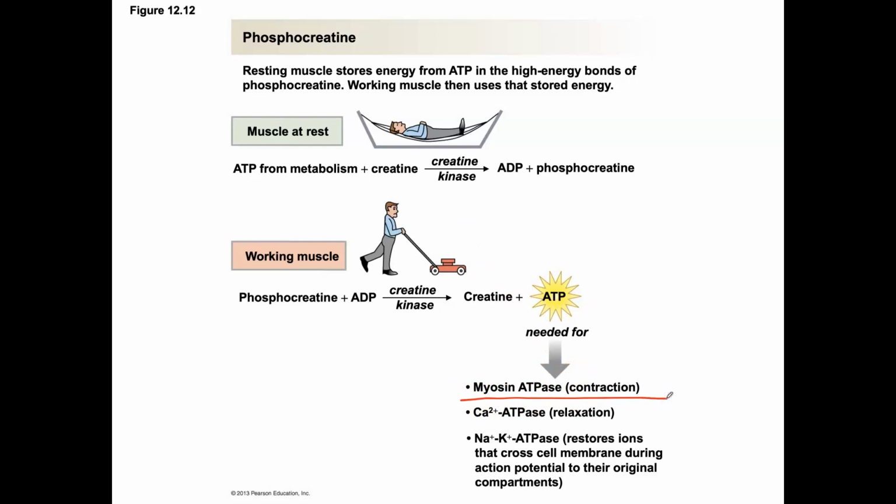Calcium ATPases use ATP for relaxation in skeletal muscle cells in order to pump calcium back into the sarcoplasmic reticulums. And the sodium-potassium pumps use ATP to restore ion concentrations after the muscle action potentials have occurred. So ATP is necessary for many actions within a skeletal muscle fiber.